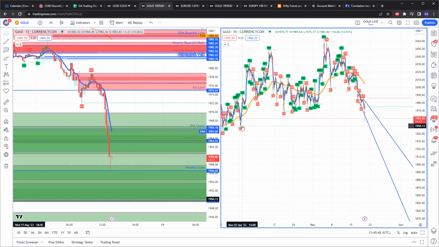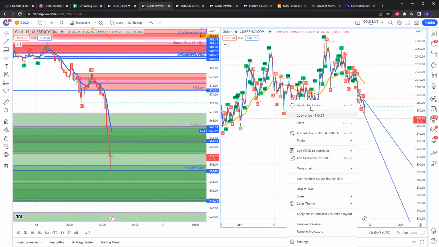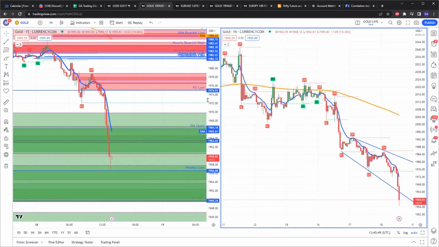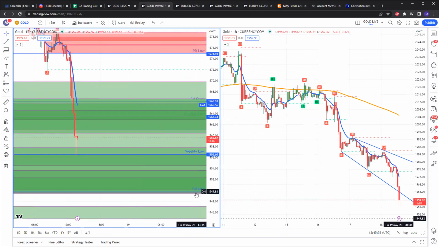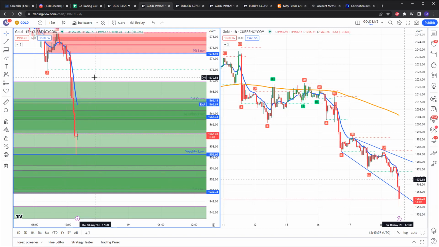So gold is likely to go to 1950 for any possible reversal. So if we look at the 5-minute time frame, what is 1950? 1950 is around the previous monthly low. It's around a heavy demand zone within a demand zone. So I'll still wait for gold to keep coming down.